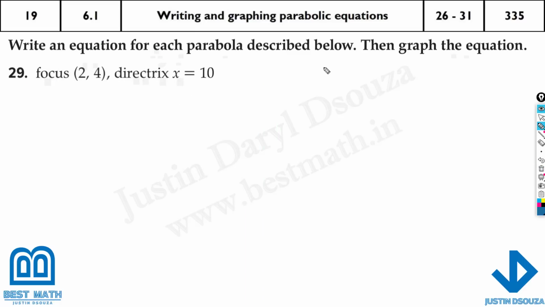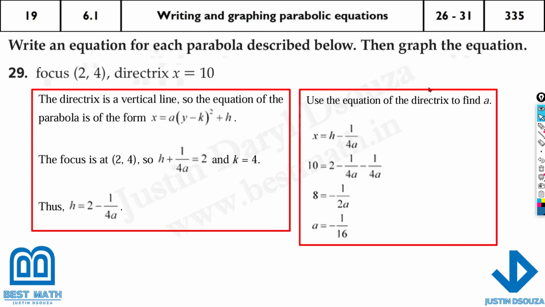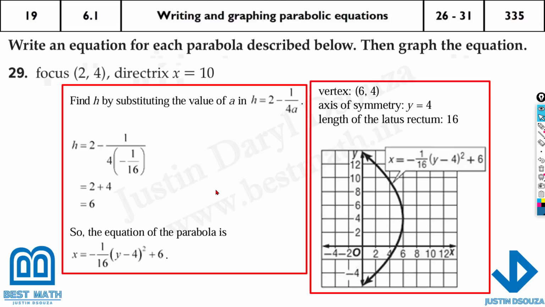Now here again, focus and directrix. See, exactly like the previous one. Focus and directrix. So you have to do this by yourselves. There's no difference in this. You need to find the a value, and then you will have to find the h value, and then substitute in the equation, and you get it. Literally the same as 28. Only the a value will be negative here, because the sign over here is x equal to 10, 2 and 4. When you solve it, you get a negative. It's opening leftwards. That's the only thing.